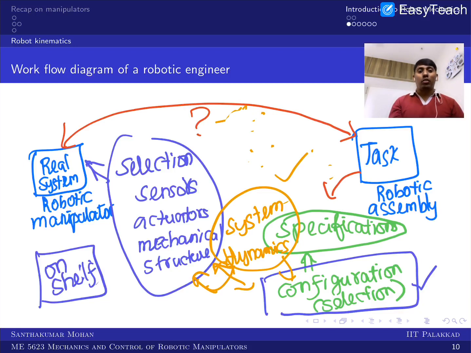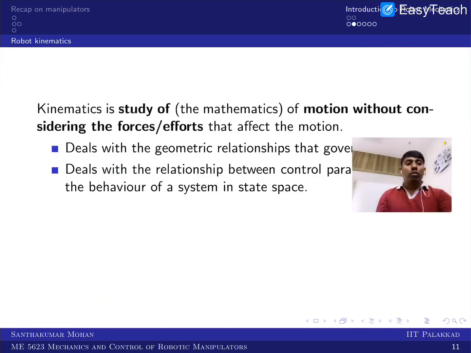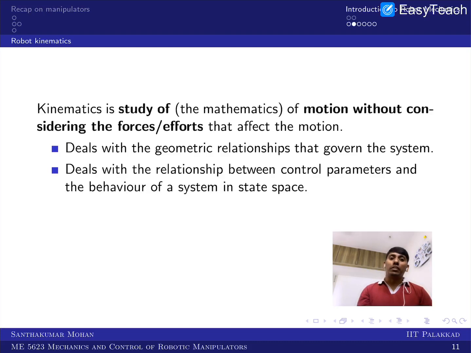That's why we are going into more detail about the mechanics aspect. So that mechanics we are going to cover here. The first segment, or first stage, will come from the kinematic aspect. So we'll see what that is.